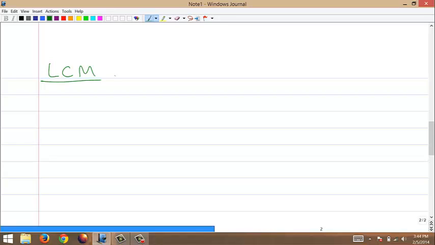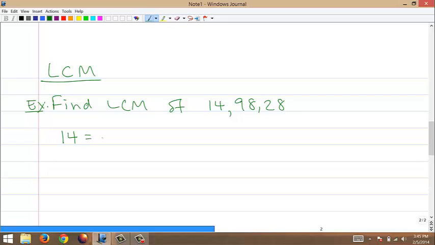So let's find the LCM of 14, 98, and 28. And you can do this with as many numbers as you like. You can do it with 2 or 3 or 4, but typically it's 2 or 3. So the first step for the LCM is we want to break each of these numbers into its prime factorization. So 14, in its prime factorization, is just 2 times 7. They're perfectly good prime numbers.